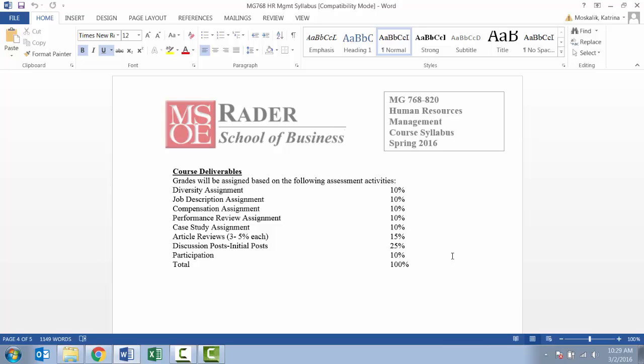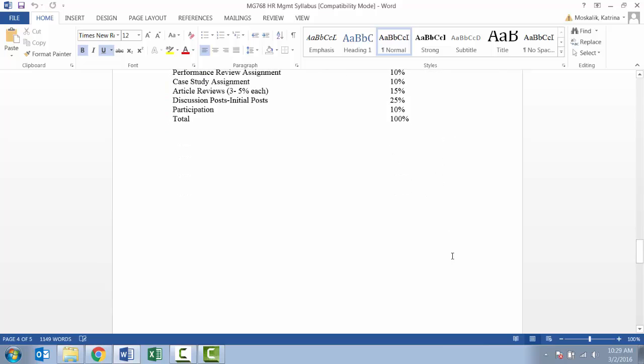So if you never reply and you just have an initial post, that's all you're going to get graded on. So although it says discussion post, initial post, I will look at replies for content to make sure you have content mastery there. Participation is 10%. That is your class participation and your replies to classmates, and that equals 100% of our class.